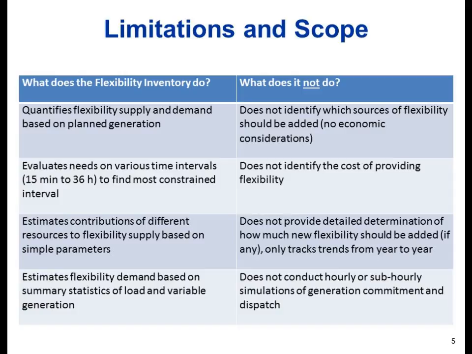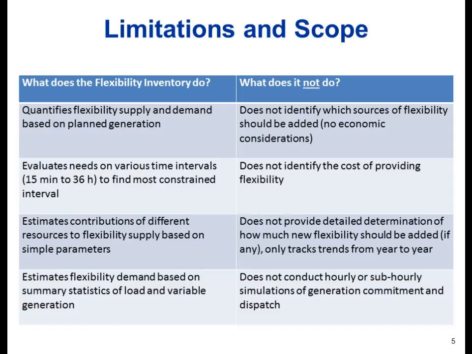Given that this is a high-level assessment of flexibility and not a detailed analysis, we wanted to be clear about what the flexibility inventory can and can't do. Since we use the database of utility IRPs, we're looking only at the flexibility supply and demand from planned resources. The original IEA methodology was used to look at the feasibility of increasing shares of renewables, but instead we focused just on an assessment of planned renewables.